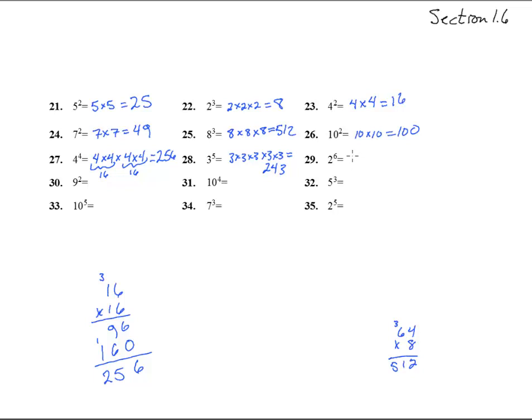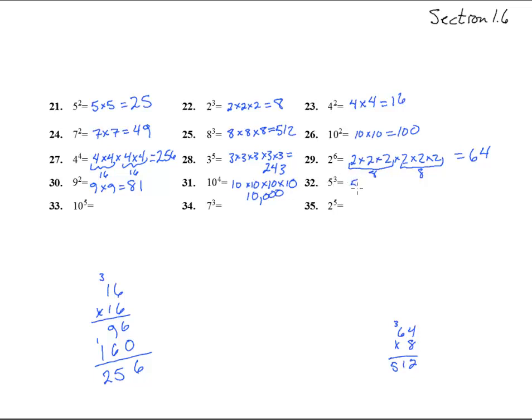2 to the sixth power. 2 times 2 times 2 times 2 times 2 times 2. Okay, so I know that this is 8, and this was 8 based on what we did up here. So that must end up being 8 times 8 is 64. 9 to the second power is 9 times 9. It's 81. 10 to the fourth, that's 10 times 10 times 10 times 10. 10 times 10 is 100, times 10 is 1,000, times 10 is 10,000.